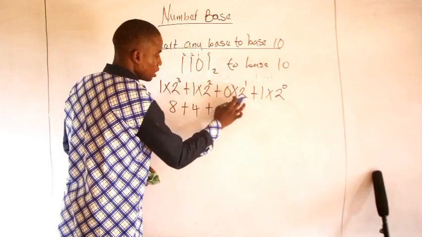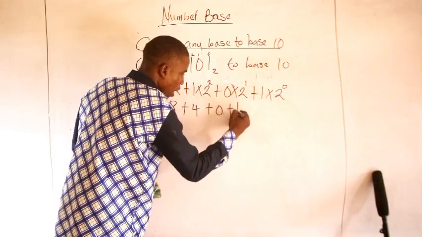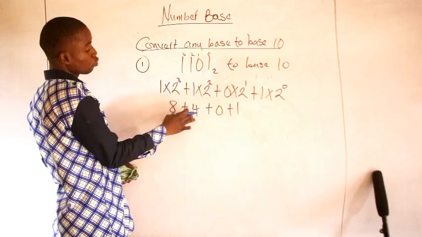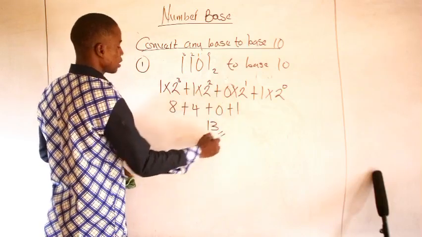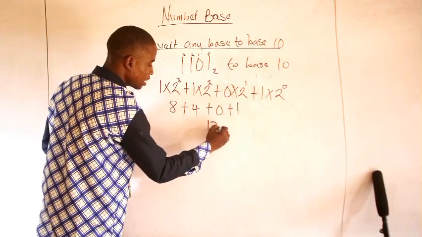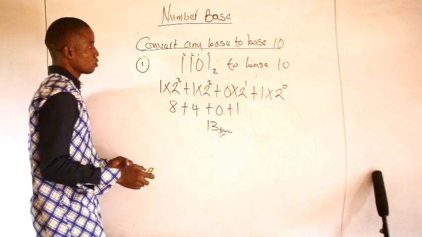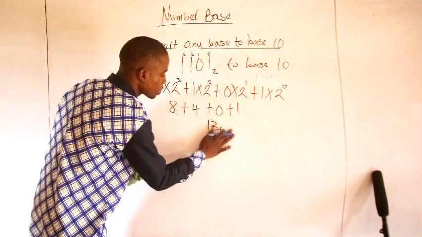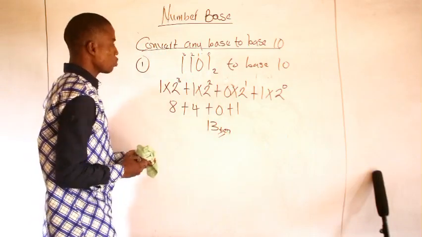Now, this one is what? 1 times 1 equal to what? 1. This one plus this, making what? 12. Plus this, 12 will be what? 13. And we write base 10. Now, write base 10. That's all. Now, let us be looking at another one. Base what? 10. Are you getting me now? Let us look at another one.